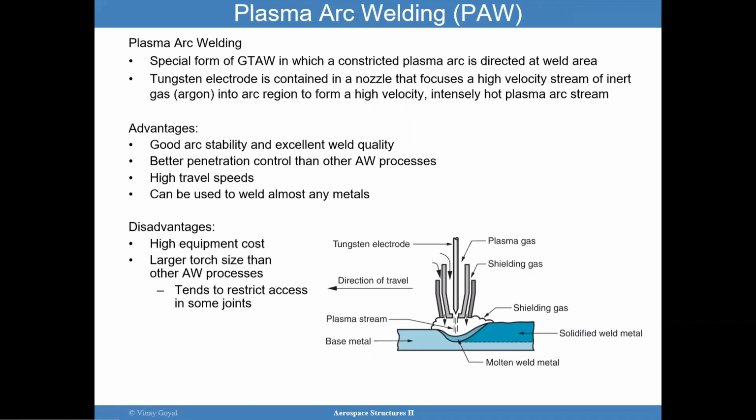The disadvantage is expense, and that you need a larger torch size than many other arc weld processes. This tends to restrict the areas where you can work the joints.